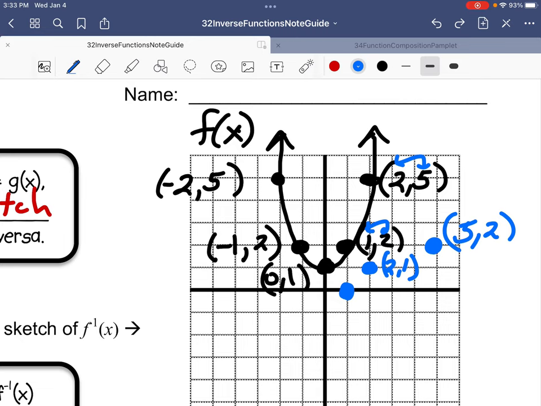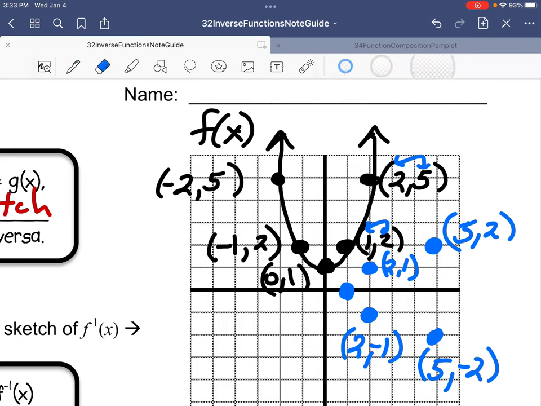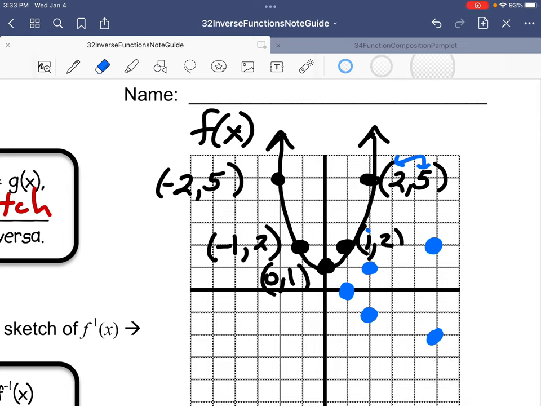If I switch this one, I get 2, negative 1. 2, negative 1 is actually in this spot. And if I switch the last one, I get 5, negative 2. And of course, 5, negative 2 is right here. Now, there's a lot of writing on the page here, but I want you to realize that we now have 5 new points. And these 5 new points are in a particular shape. And if maybe we get rid of some of the extra stuff here, we can see that the shape that we've created would now be this direction.